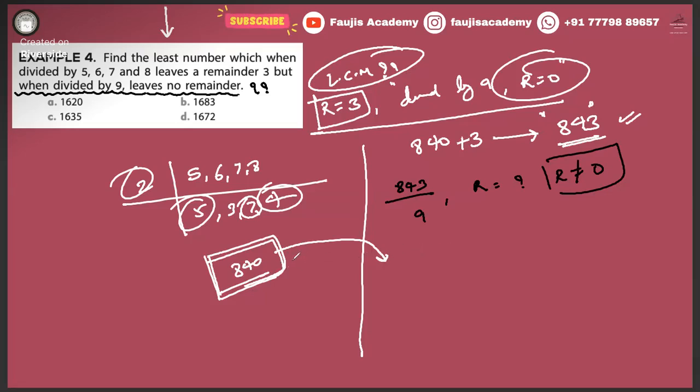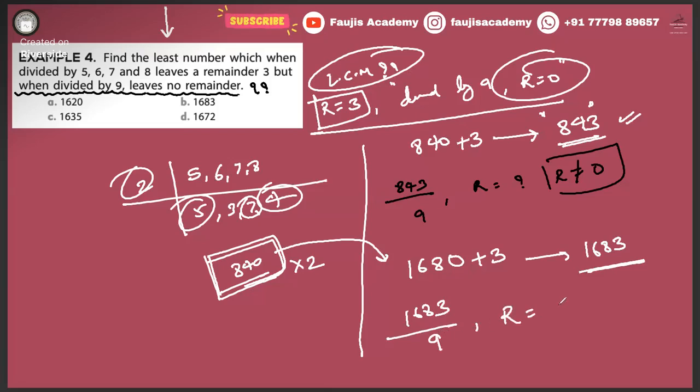So now, with the LCM, the same number, we have to do it into 2: 840 into 2 is 1680, plus 3, so 1683. Now tell me, if this number 1683 is divided by 9, what is the remainder? What is the remainder if you do 1683 divided by 9? 0, sir. 0, right? Okay.